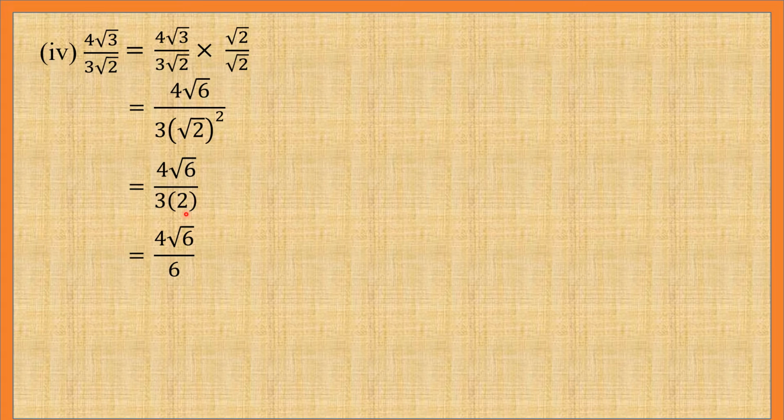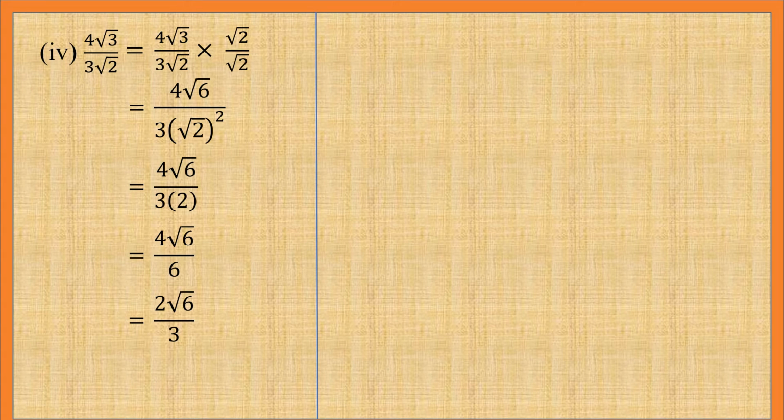We have a factor which can go into 4 and at the same time into 6. And the factor here is 2. So 2 into 4 gives us 2, 2 into 6 gives us 3. So when we simplify, we'll have 2 root of 6 over 3 as the rationalized and simplified form of 4 root of 3 over 3 root of 2.